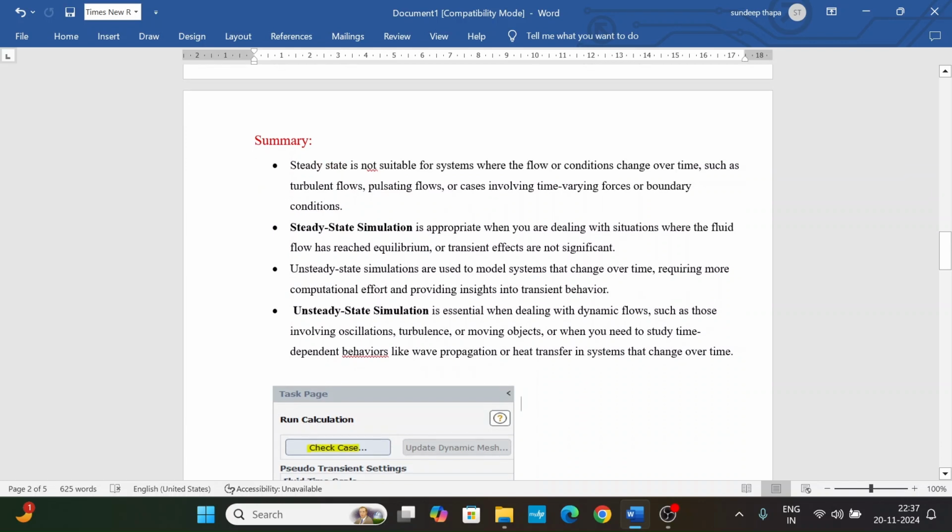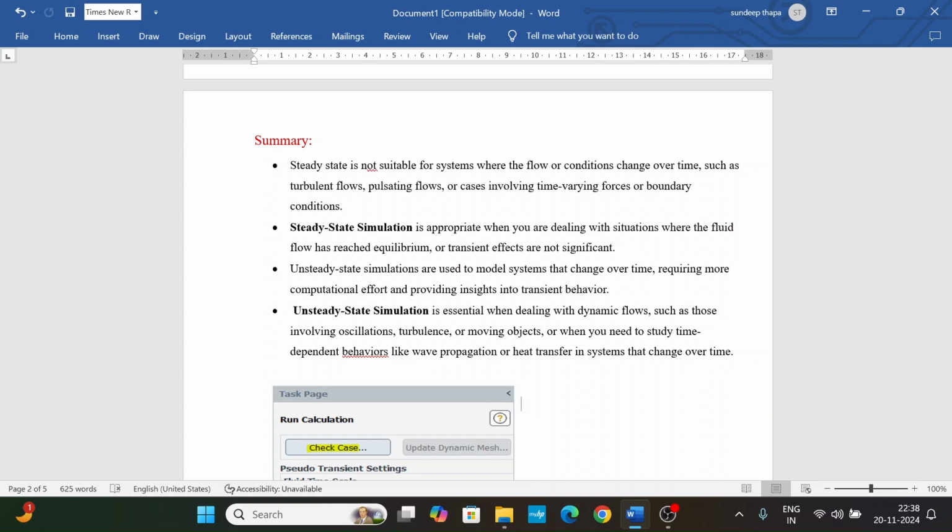Steady state simulation is appropriate when the fluid has reached equilibrium or transient effects are not significant. What that means is you do not want to know how the dynamic behavior is happening in the system during the simulation or after the simulation in results. You only want to see what the pressure is at some location, what the velocity is at some location, or what the velocity is along the x direction or along the y direction. So, like I said, steady state will only account for changes in pressure, velocity, temperature, and so on with respect to space, not with respect to time.